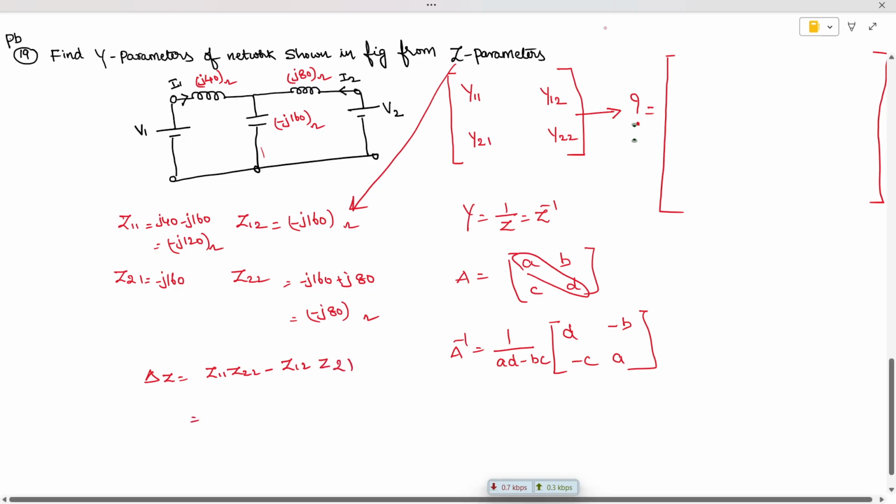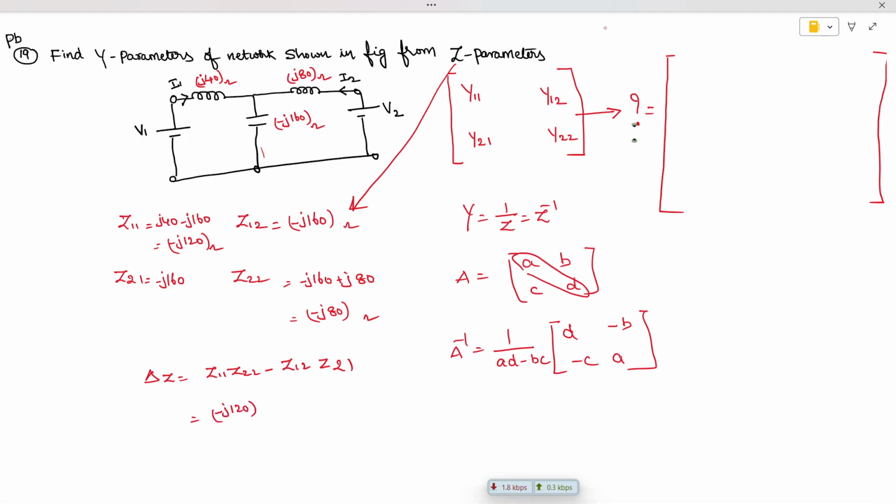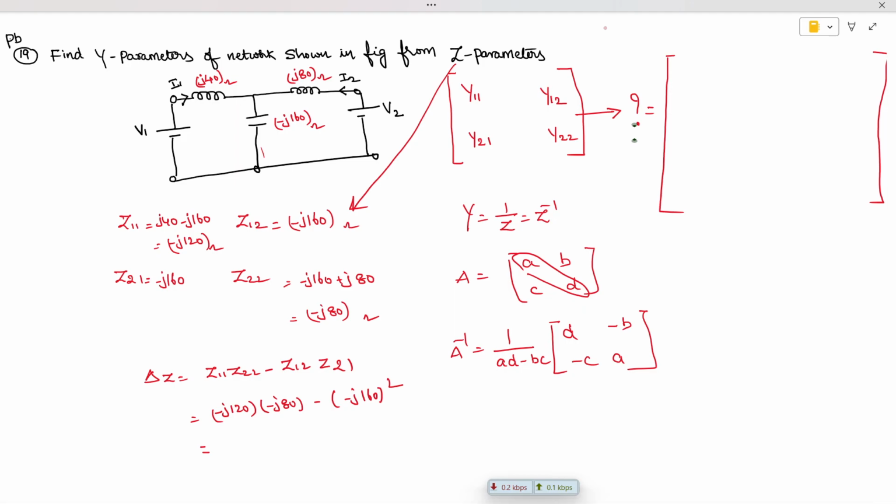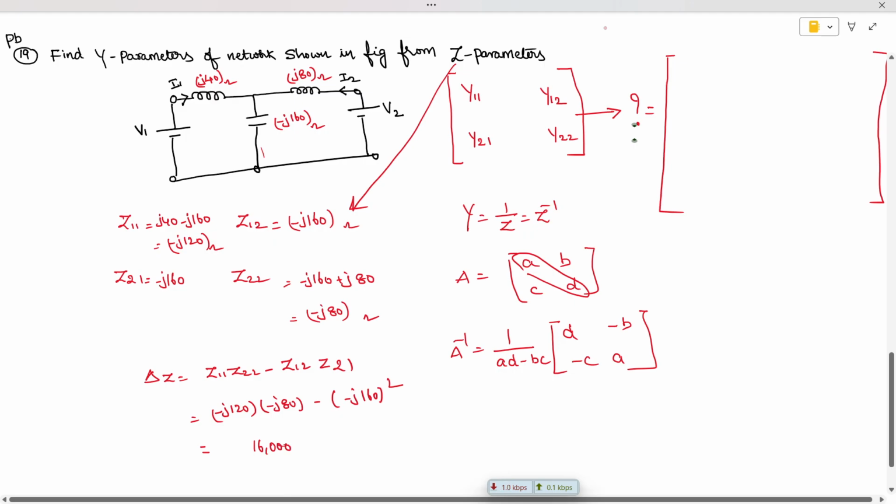So if you find out this delta z, this is nothing but j120 multiplied with j22, which is minus j80, minus z12, which is minus j160, whole square. Use your calculators, automatically you can calculate it. So this is going to give us the value of 16,000. So this is the value of delta z.